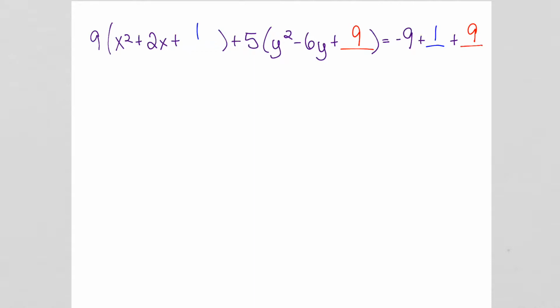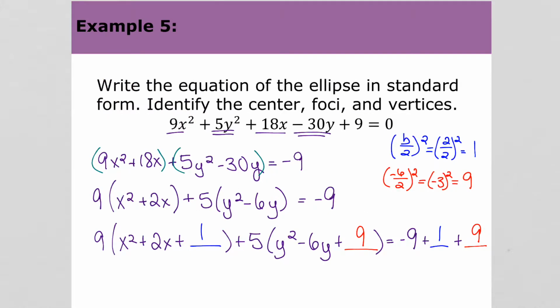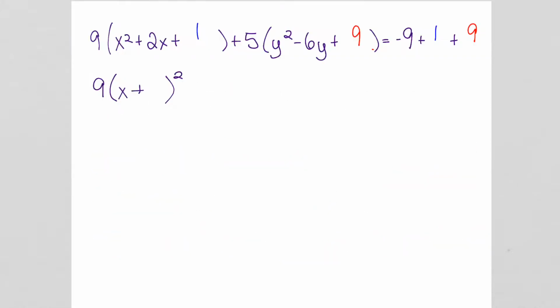So now factor. The whole point of completing the square is so we can write it in the form x plus something or x minus something squared. If you look back, this number in here, just this b over 2, is what goes here. But it's also the square root of this number. So the square root of 1 is 1. That's what goes in that blank.